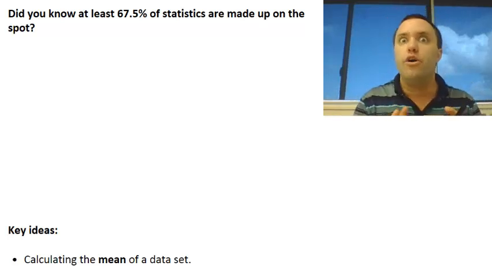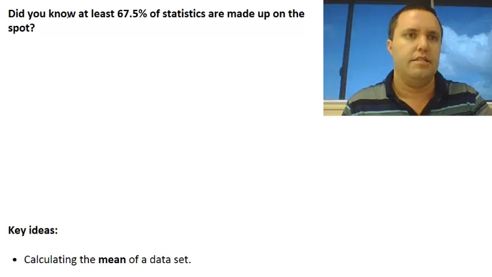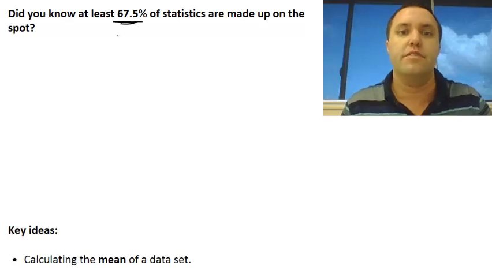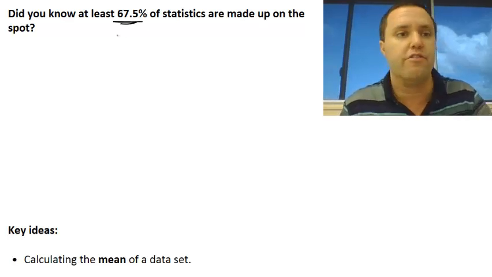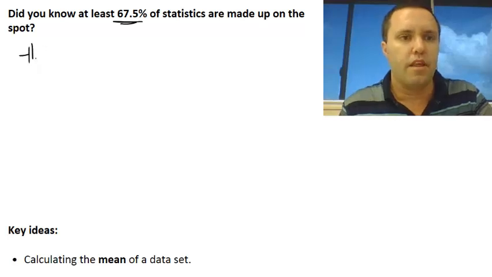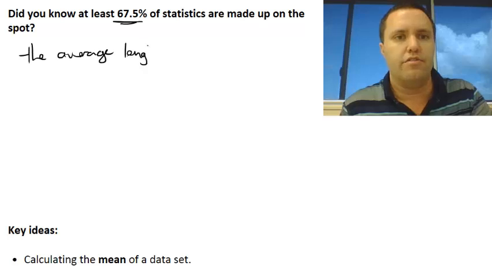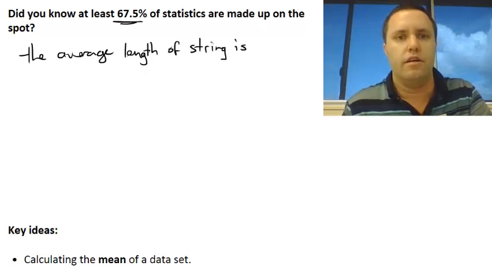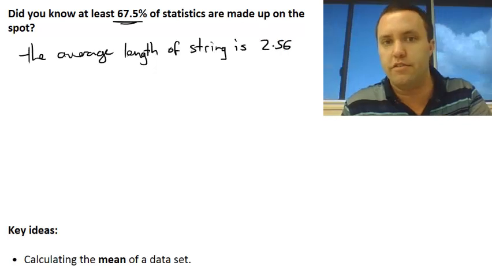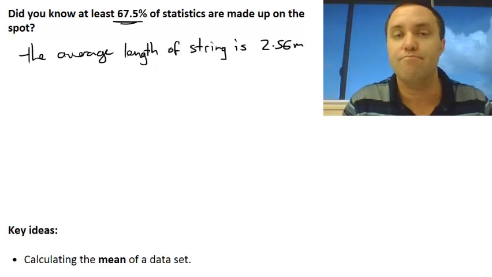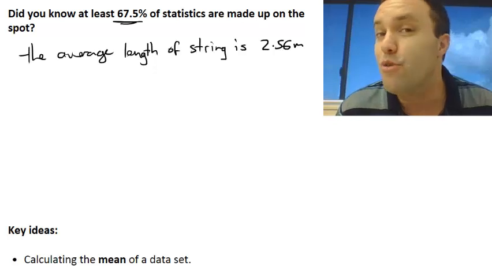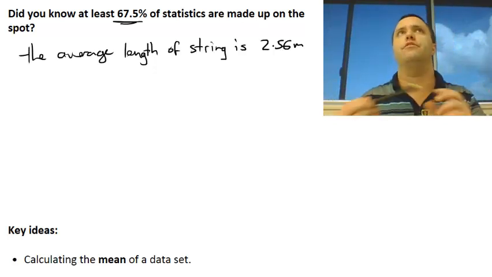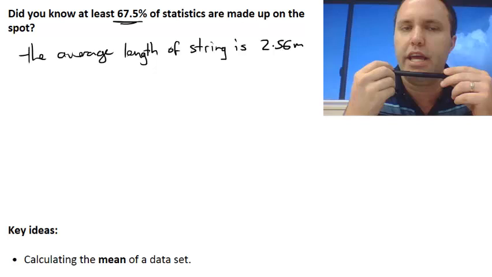Did you know that at least 67.5% of statistics are made up on the spot? So, for instance, the average length of string is 2.56 meters. Interesting fact, totally made up. As I was writing that, you might have even thought to yourself, oh, that's very interesting. I wonder how they know that.